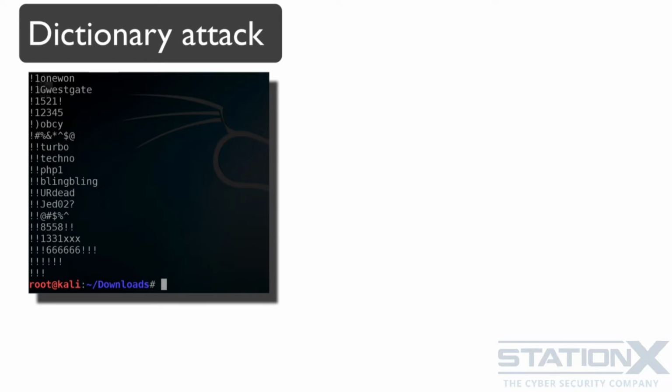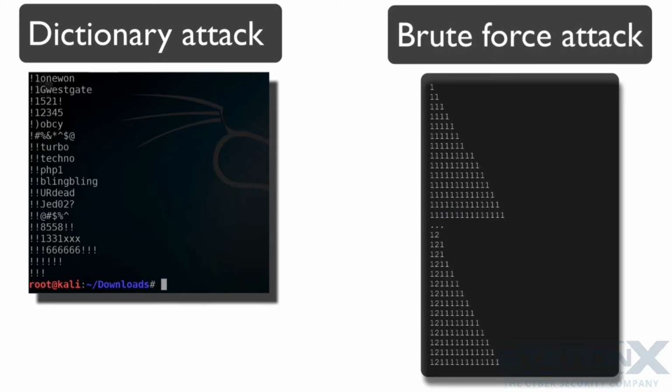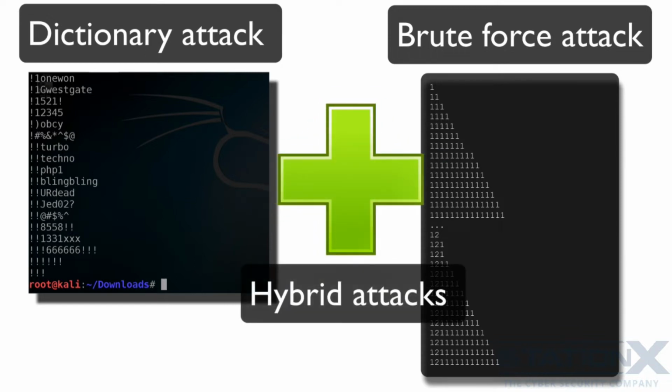Then the second type is brute force attacks. This is where you try every single password possibility using every possible character combination. And then you have hybrid attacks where you use the psychology of human behavior, combine it with a dictionary and brute force attacks. So those would roughly be the 3 main ways of cracking passwords.